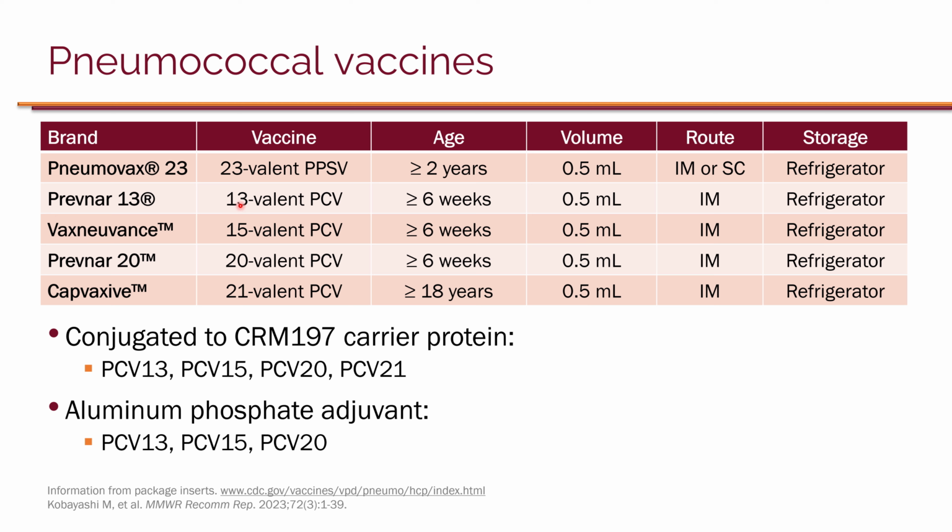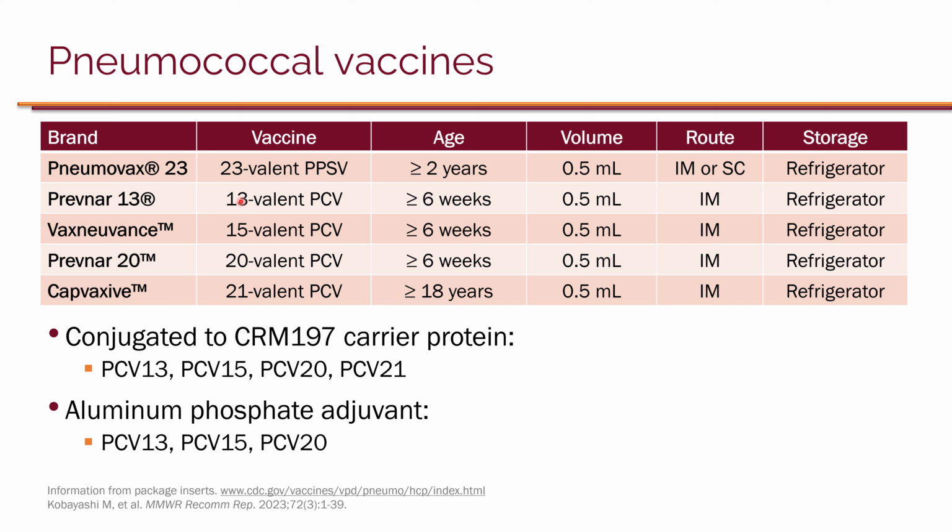Prevnar 13 targets 13 of these serotypes. Then we have Vaxneuvance, which is PCV15, Prevnar 20, which is PCV20, and Capvaxive, which is PCV21. Now, with the exception of PCV21, they're all approved for adults and children.